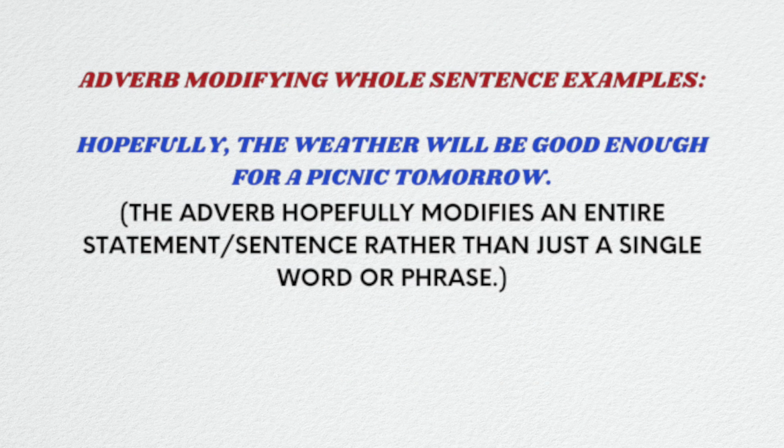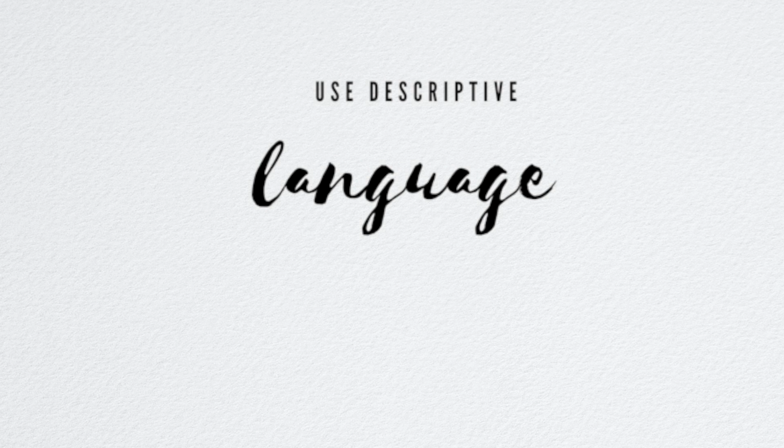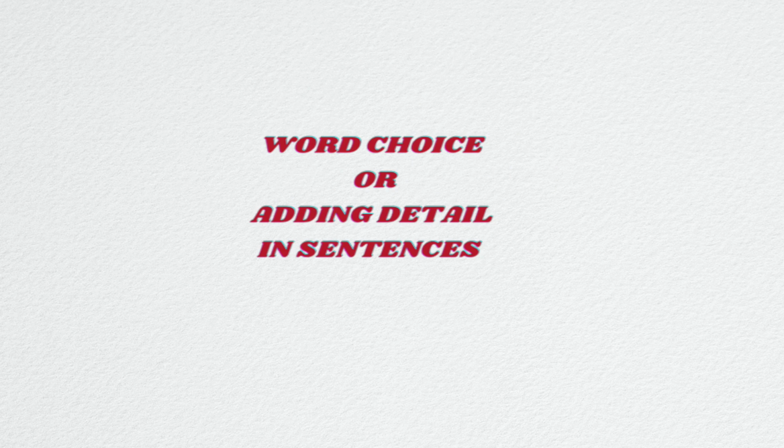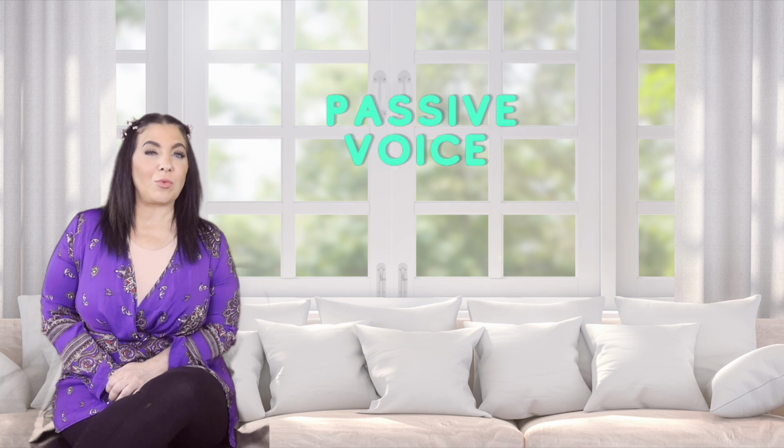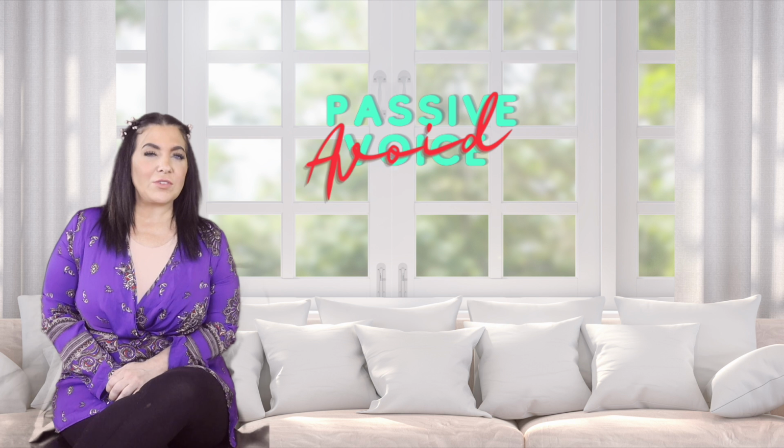Adverbs can also modify a whole sentence. For example: Hopefully the weather will be good enough for a picnic tomorrow. Here the adverb hopefully modifies an entire sentence. Using descriptive language, such as word choice or adding details in your sentences, is important. Avoid passive voice and weak adverbs. Often a stronger noun or verb can express your thoughts better than vague modifiers.